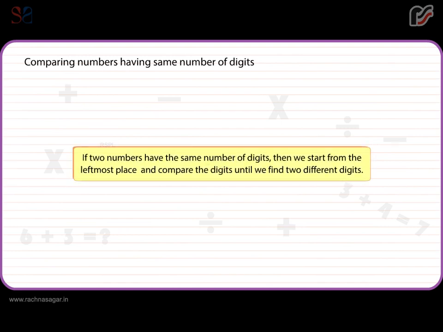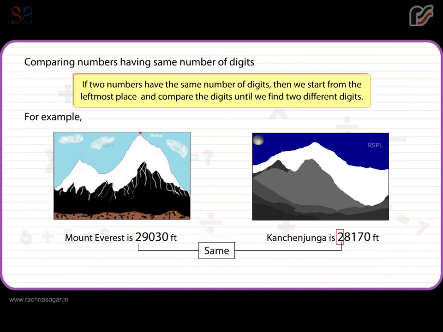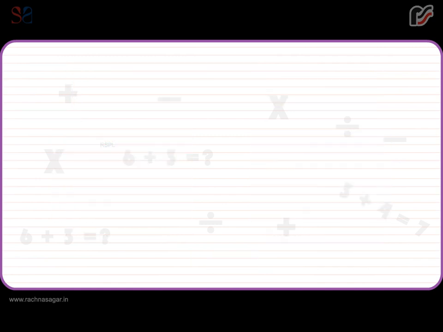Comparing numbers having same number of digits. If two numbers have the same number of digits, then we start from the leftmost place and compare the digits until we find two different digits. For example, the height of the Mount Everest is 29,030 feet and the height of the Kanchenjunga is 28,170 feet. To compare these heights, we start from left. 2 is same in both numbers. Next digits are different, since 9 is greater than 8. So, 29,030 is greater than 28,170.